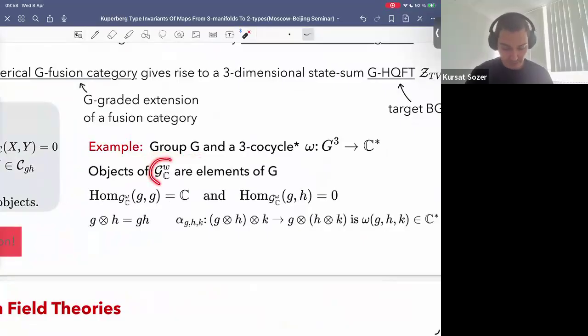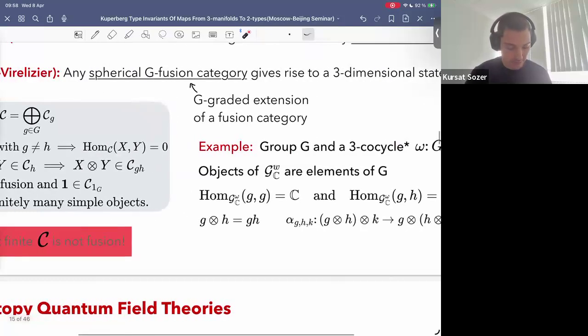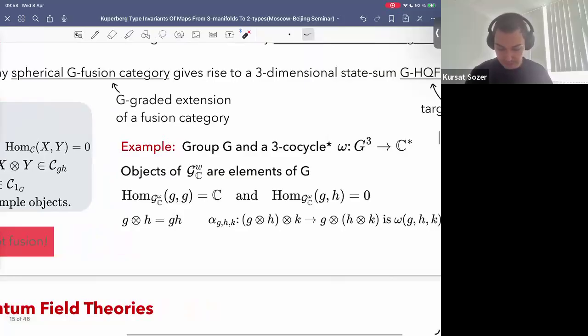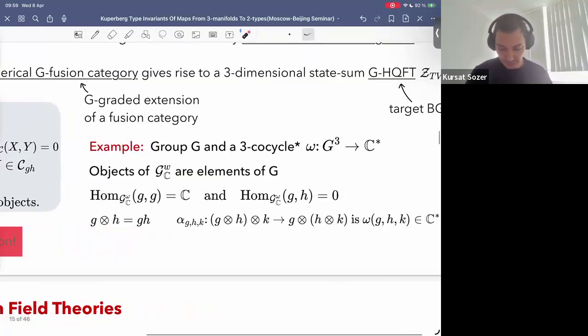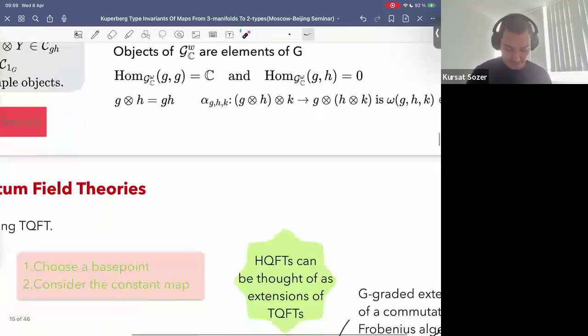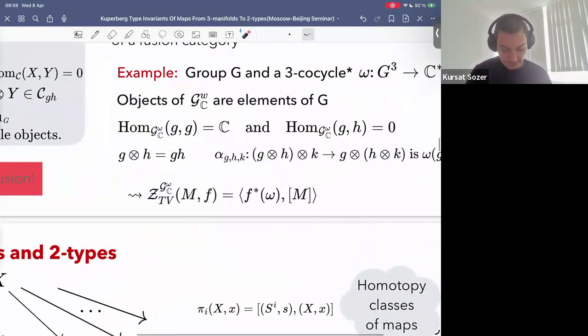And we take a three-cocycle. The objects of this category are elements of G, and morphisms between the same components are just C, a one-dimensional complex vector space. And as said here, if components are different, then it's zero. Here G is not equal to H. And the tensor product of elements in here, and we have an associator. The associator in this category is given by this three-cocycle.